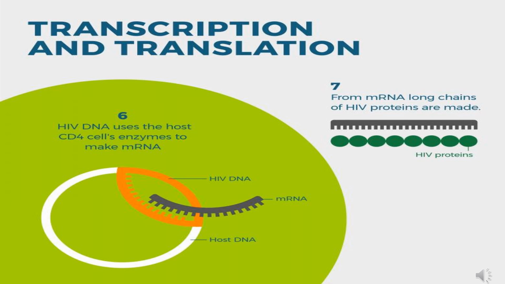The cell will produce HIV RNA if it receives a signal to become active. CD4 cells become activated if they encounter an infectious agent. When the cell becomes active, HIV uses the host enzyme RNA polymerase to make messenger RNA. This messenger RNA provides the instructions for making new viral proteins in long chains. The long chains of HIV proteins are cut into smaller chains by the HIV protease enzyme.